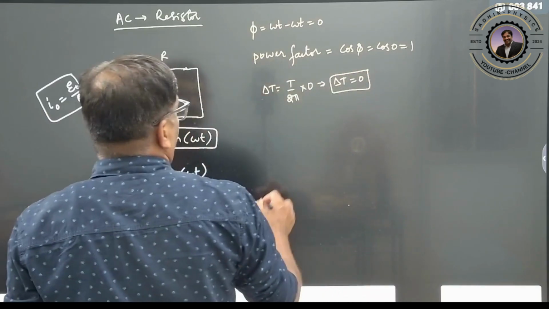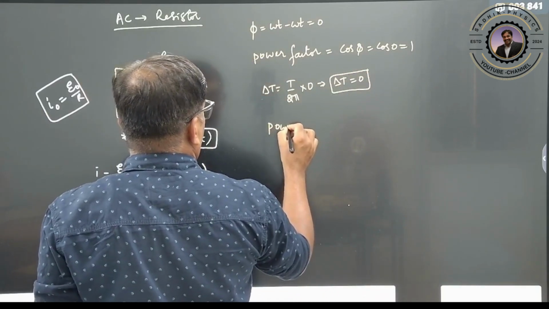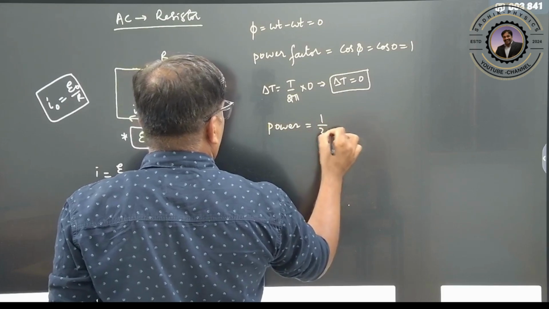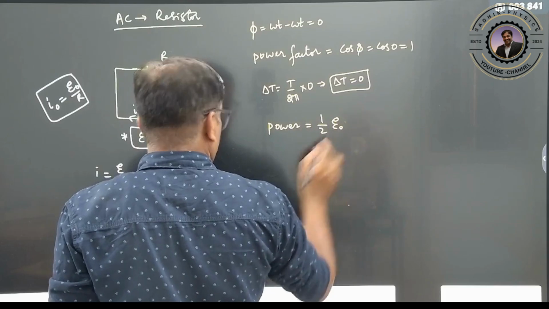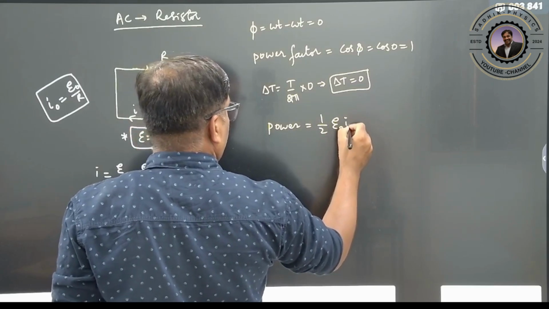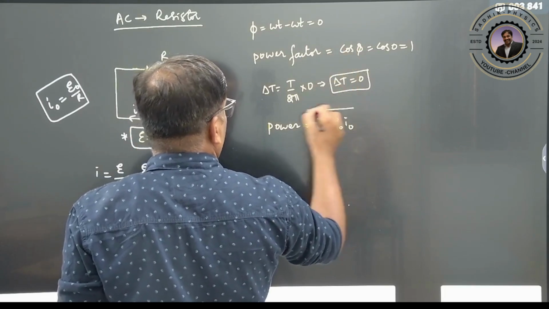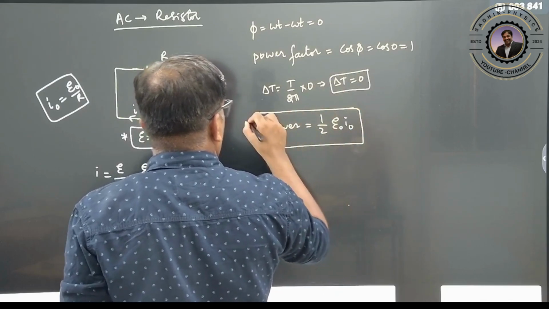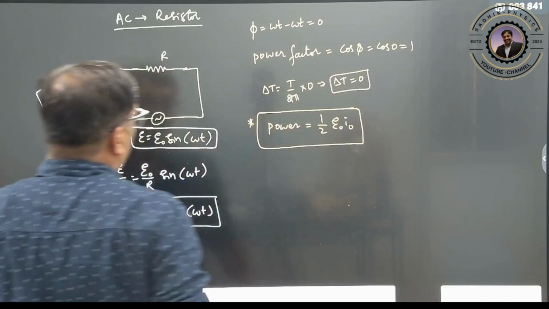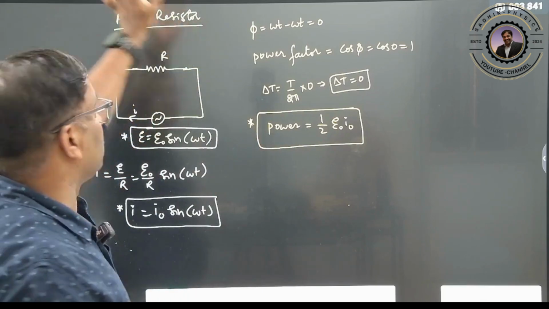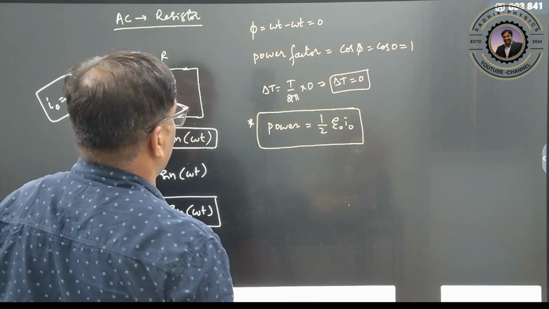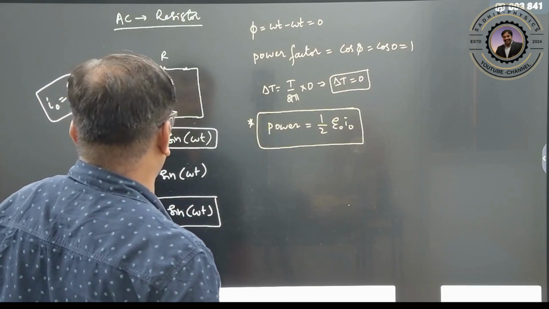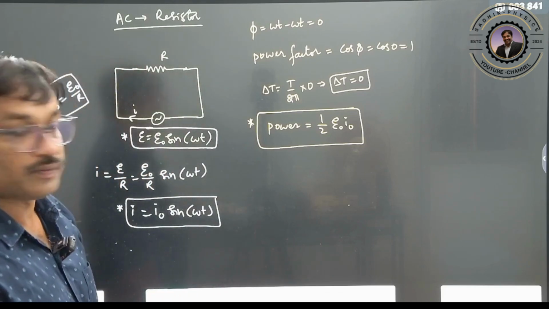So what will be the power dissipated here now? Power is nothing but 1 by 2 E naught into I naught. Clear? So cos phi is nothing but 1. So this much amount of power will be generated, or this much amount of power will be dissipated. Clear? So power will be equal to 1 by 2 E naught into I naught. Clear?